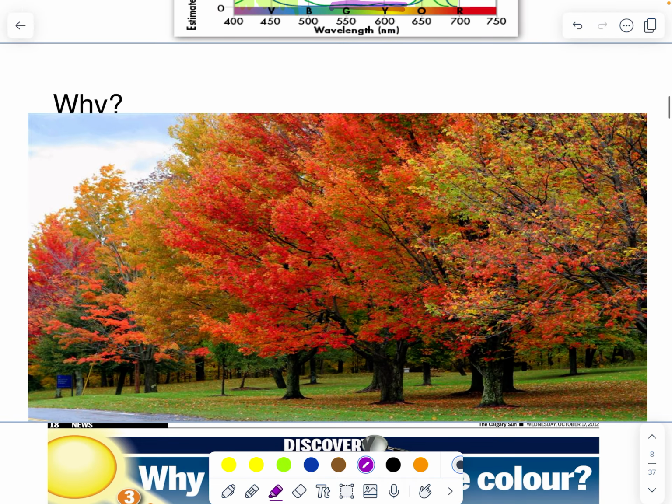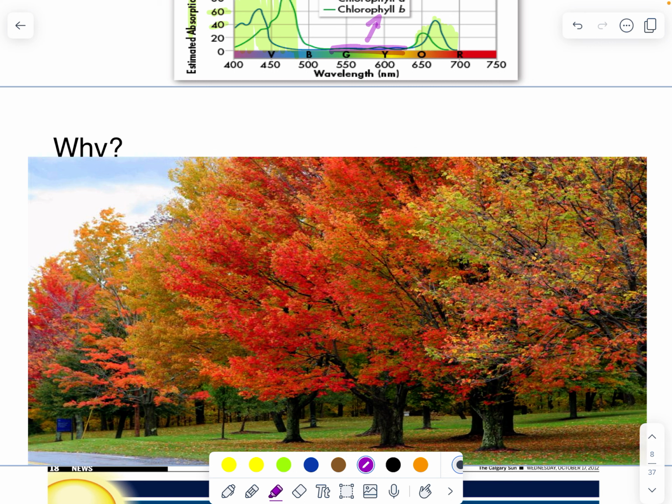And so I used to love going up to the mountains, seeing the leaves change colors. I've actually seen a lot of pretty leaves in Florida due to the really cold weather that we've had this year. And but why does this happen?